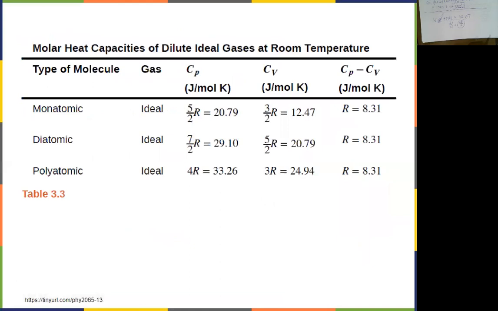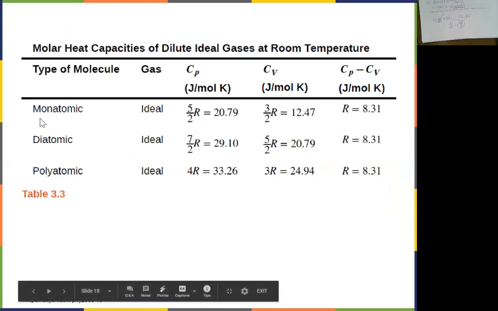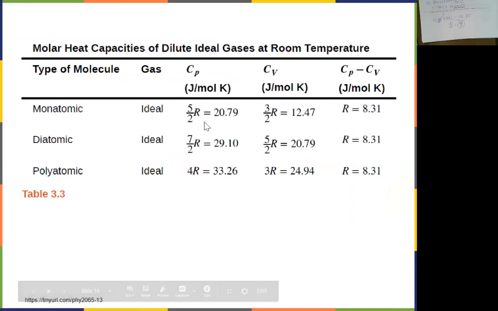Now, that's the theory. We derive it from theory, right? From experimental results, this is what you get for monatomic gas. So Cp is measured usually, so for this particular data, it's equal to 20.79, which is 5/2 of R, okay? And then Cv is measured as 3/2 of R, okay? So the difference is 8.31, okay?